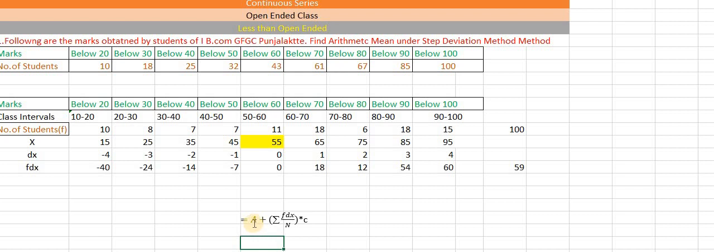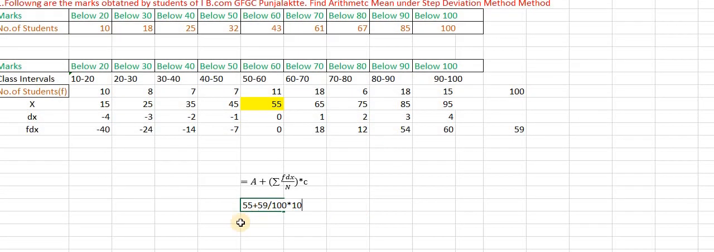So here A means what we have considered, 55, plus summation f dx. Summation f dx is 59 divided by n. Here n is 100 into c. So class interval is 10. So this is how we apply the values to the formula. After that, I simplify this one. 55 plus 59 divided by 100.